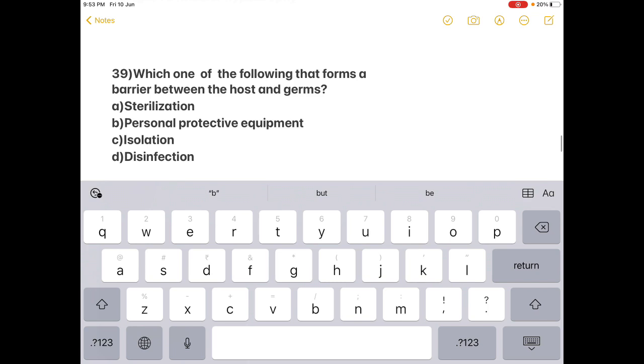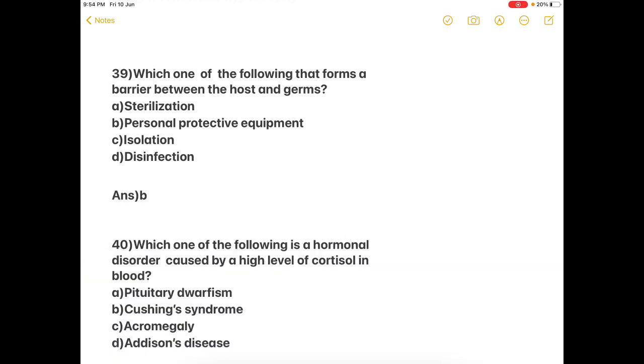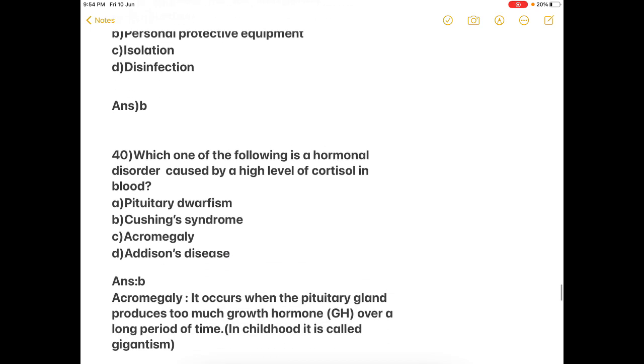Next question, which one of the following forms a barrier between the host and germs? Option A, sterilization. Option B, personal protective equipment. Option C, isolation. Option D, disinfection. The correct answer here is B, PPE. Personal protective equipment forms a barrier between the host and germs.